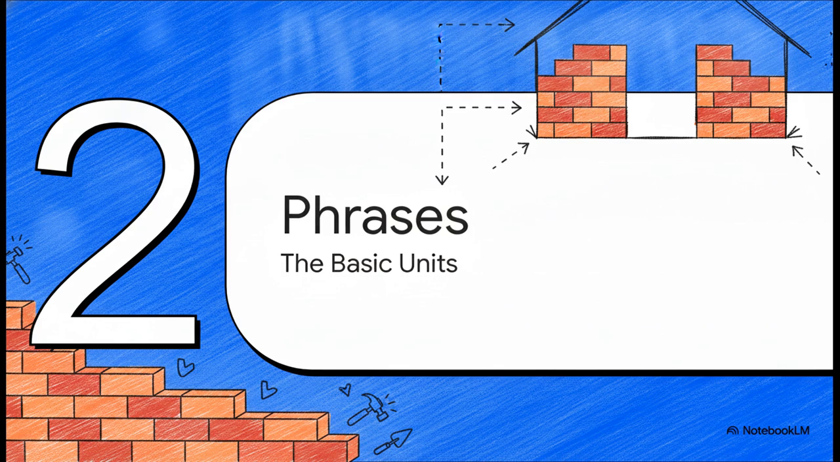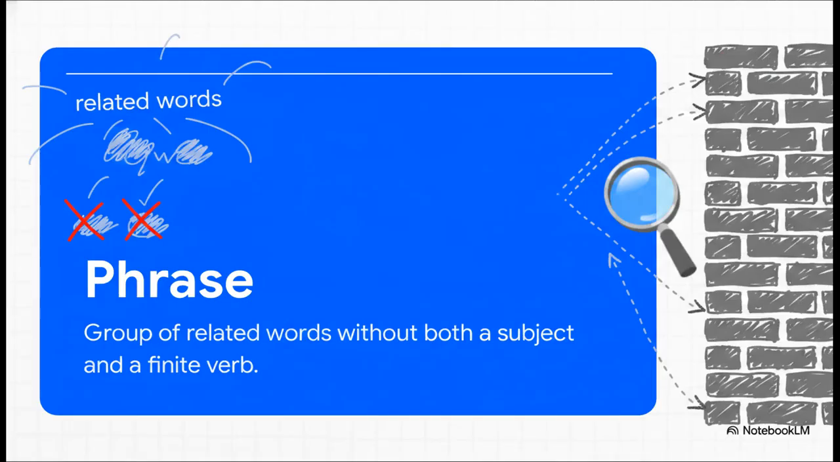Section 2. Phrases. The basic units. All right, so if words are our bricks, phrases are absolutely our walls. A phrase is a group of related words that functions as a single unit. But, and this is an absolutely crucial but, it does not contain both a subject and a finite verb. A phrase might express an idea, sure, but it's missing that complete subject-verb relationship. And because it lacks that relationship, a phrase can never ever stand alone as a complete sentence. It's just a wall. It needs to be attached to something else to actually be structurally sound.